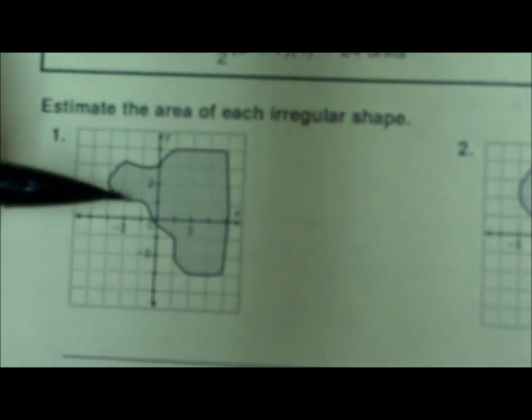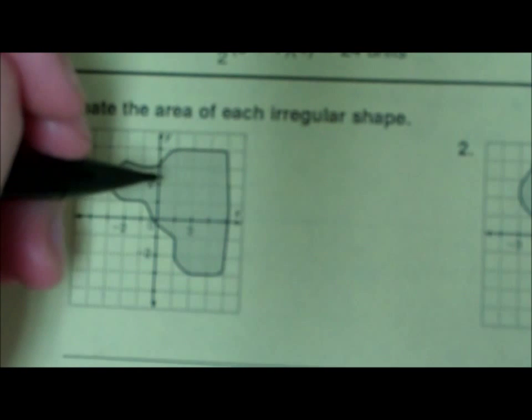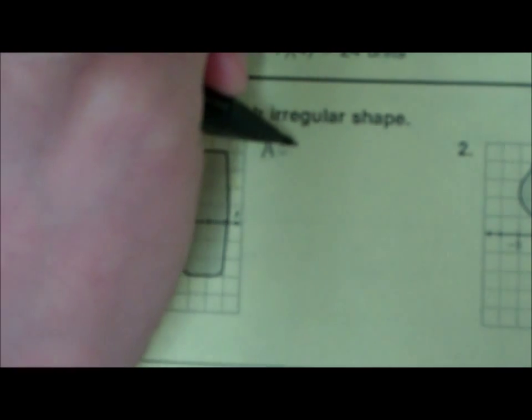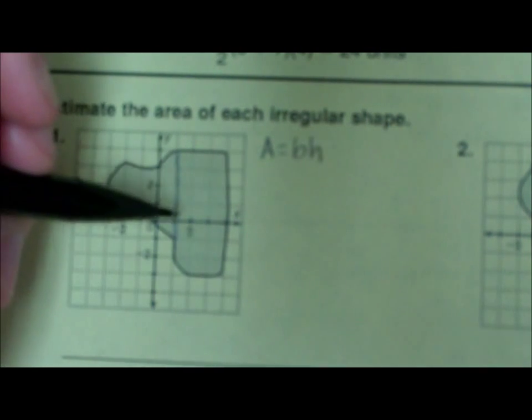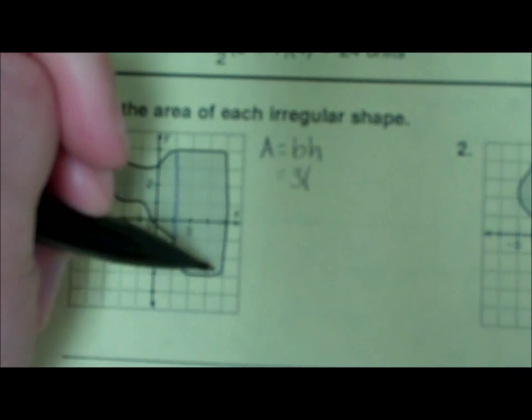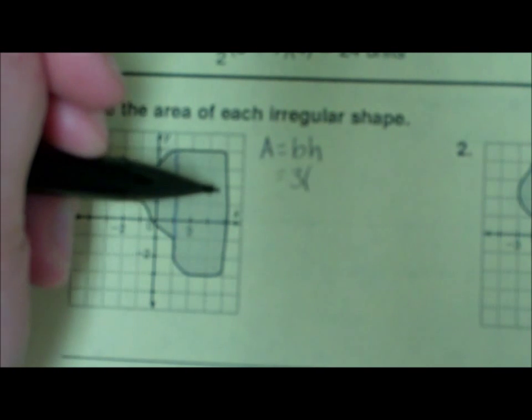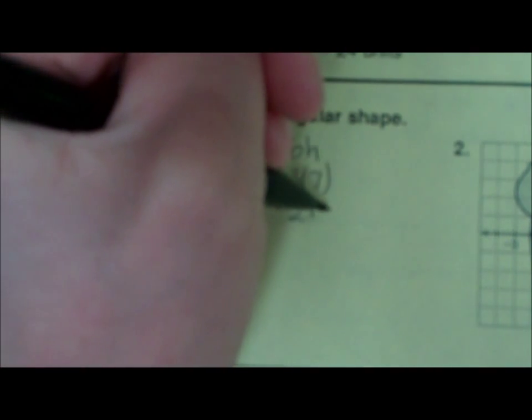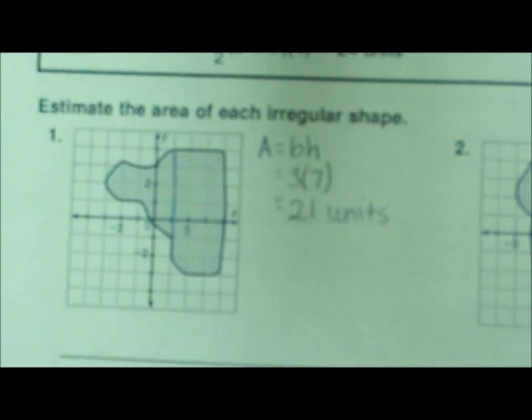Now, you could count them all, or you can try to just break it up into shapes. So I'm going to break this up into a rectangle, because rectangles are easy to find the area of. A rectangle is base times height. So my base here would be 1, 2, 3, approximately 3. And my height would be 1, 2, 3, 4, 5, 6, 7 units. So that's approximately 21 units for the rectangle.